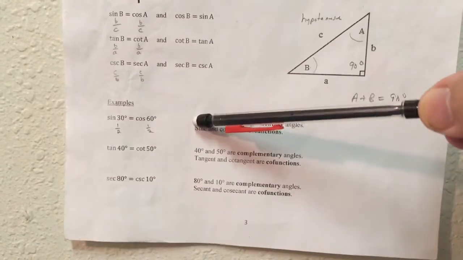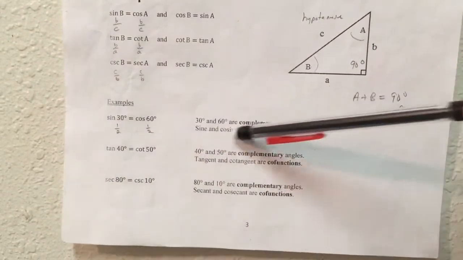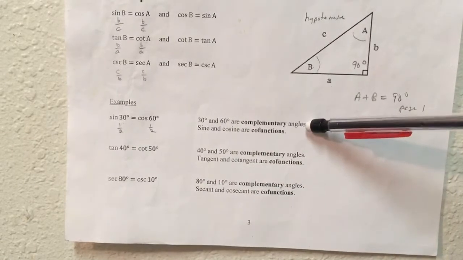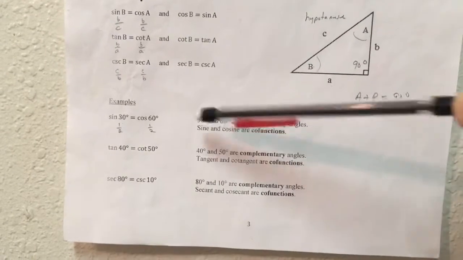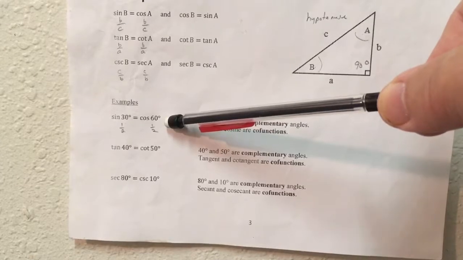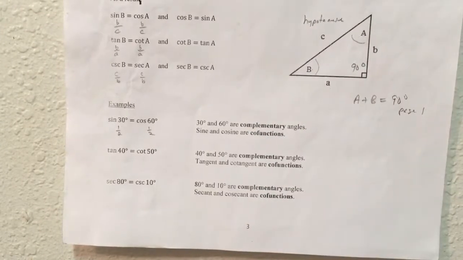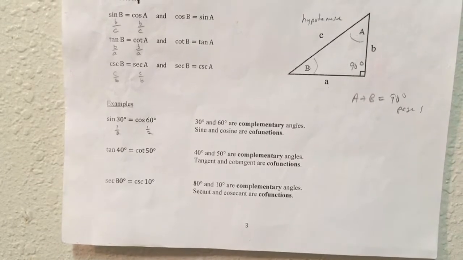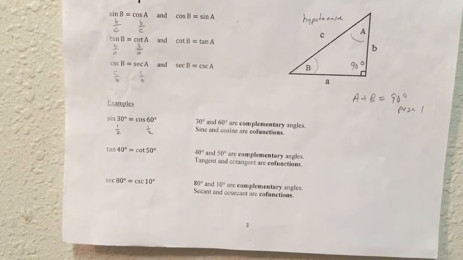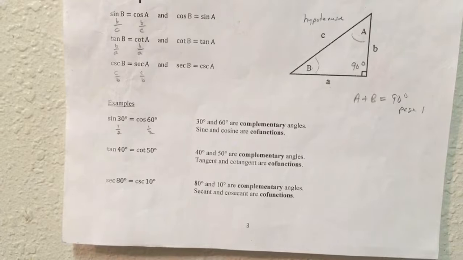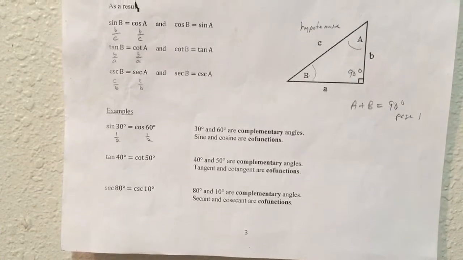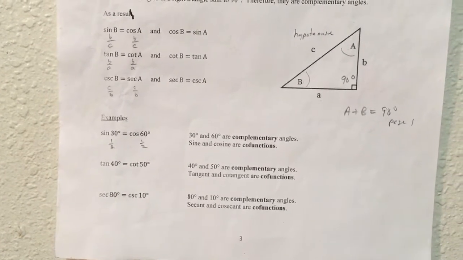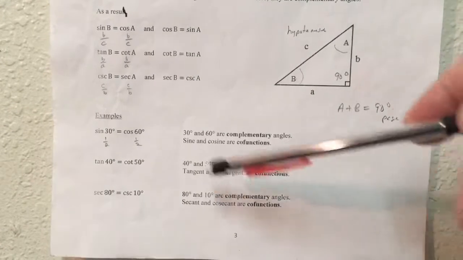30 degrees and 60 degrees are complementary angles, right? Because 30 plus 60 is equal to 90. And so it's true that the sine of 30 degrees is equal to the cosine of 60 degrees. And we can prove that from the unit circle. The sine of 30 degrees is 1/2, and the cosine of 60 degrees is equal to 1/2 on the unit circle, okay? And the same is true for tangent and cotangent.